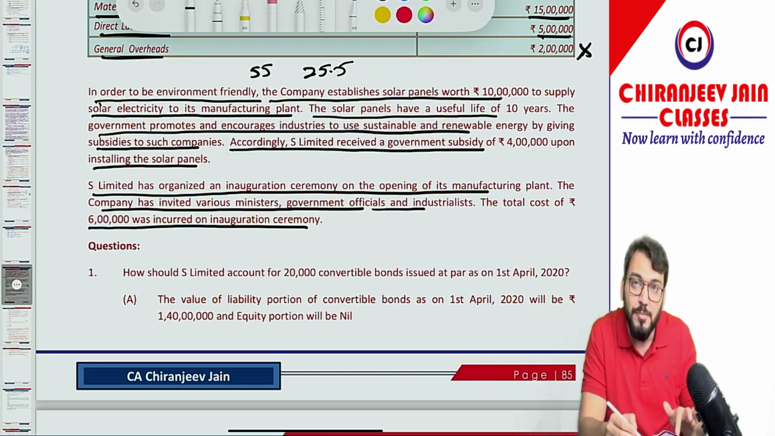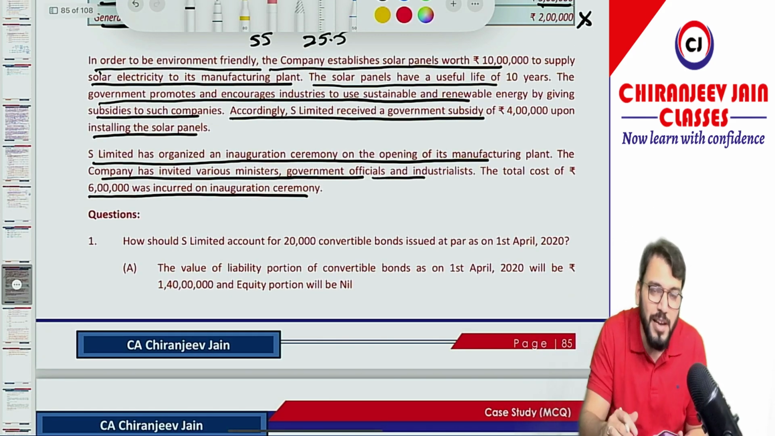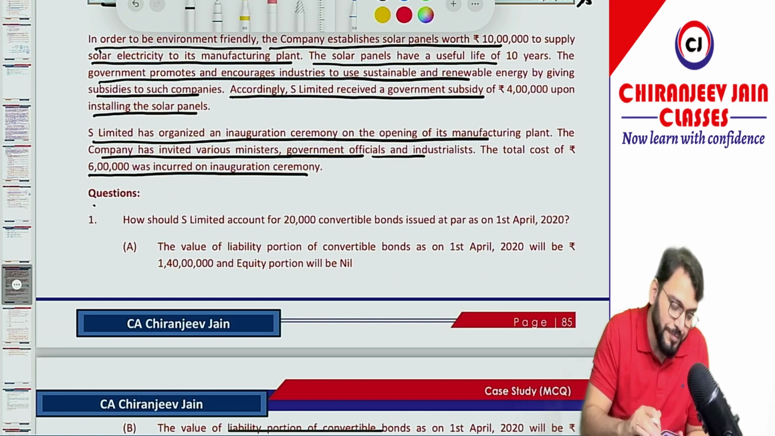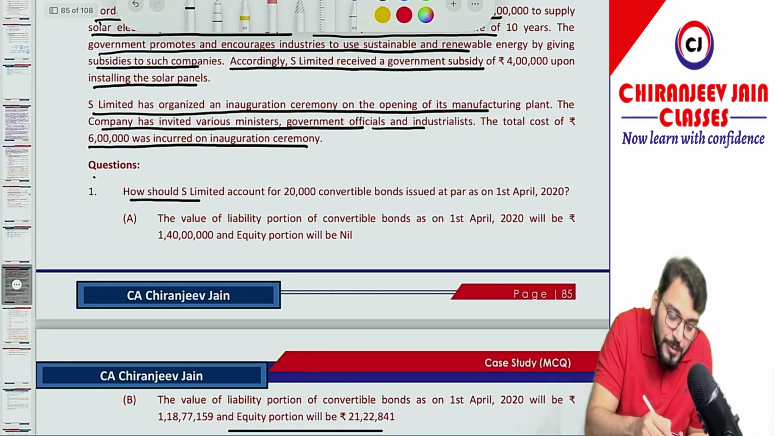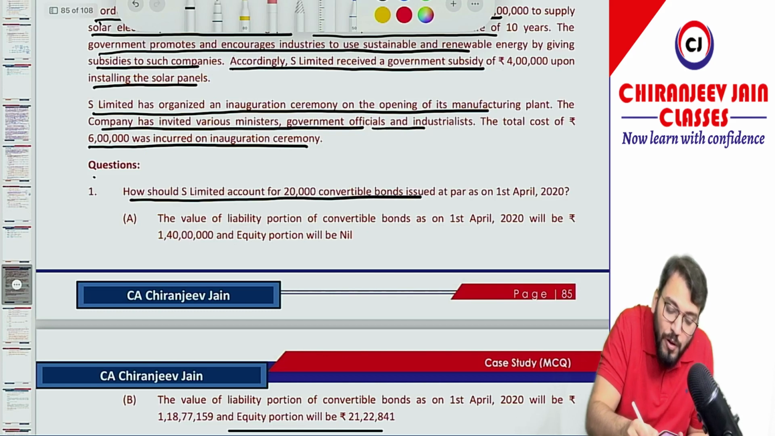After that, no expenses will be capitalized, and this is also not directly attributable expenses. Question: how should S Limited account for 20,000 convertible bond at par on 1st April 2020?